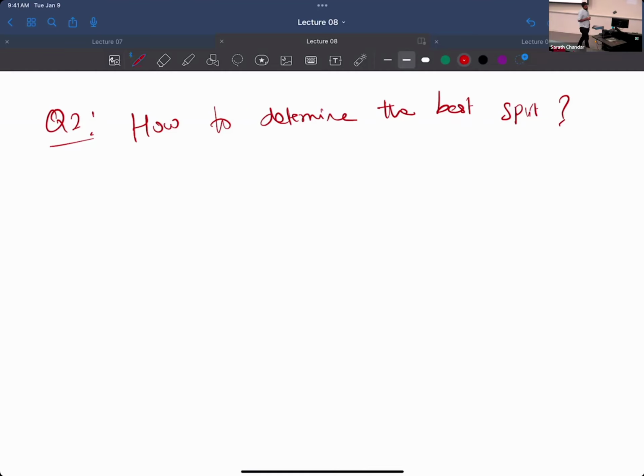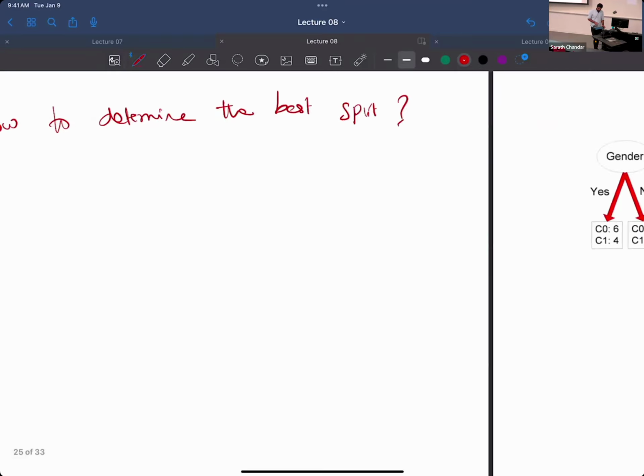Okay, so now we are going to talk about how to determine the best split. Before the break, we looked at various ways in which we could split different features, right? Now the most important question is, how do I determine which is the best split? So let's start with an example.